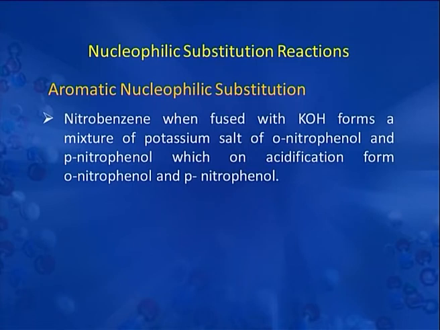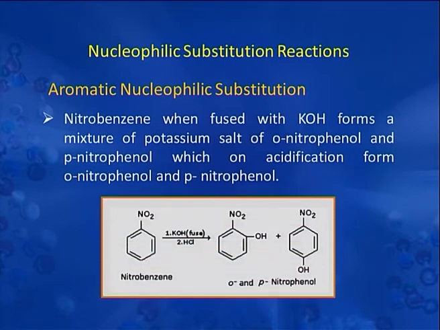Nitrobenzene, when fused with potassium hydroxide, forms a mixture of potassium salt of orthonitrophenol and paranitrophenol, which on acidification form orthonitrophenol and paranitrophenol. Here you can see that this is nitrobenzene. When it is fused with potassium hydroxide, orthonitrophenol is formed and paranitrophenol is formed.